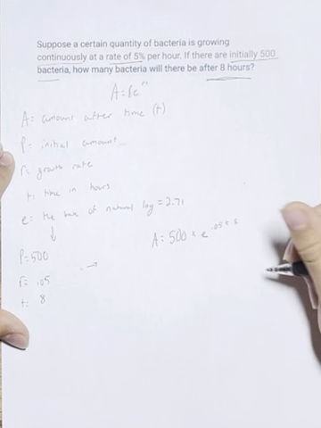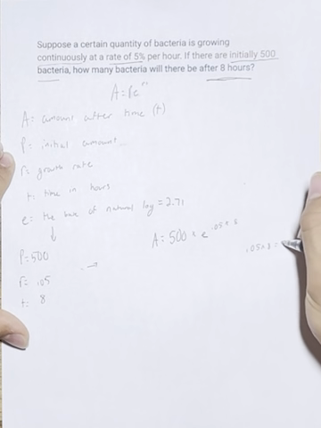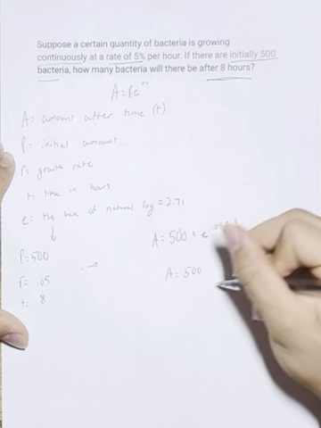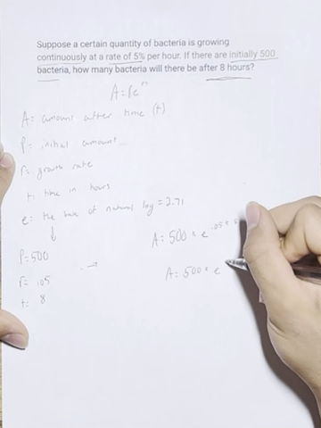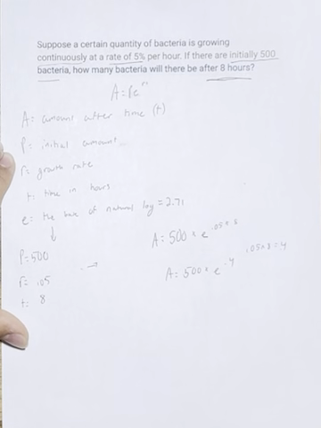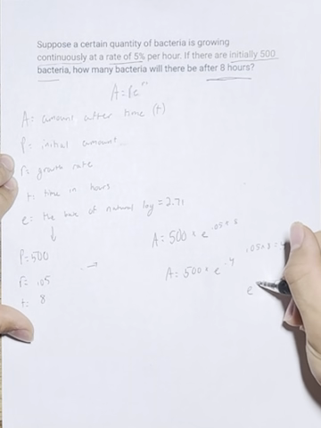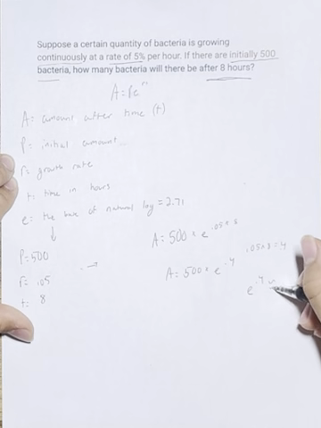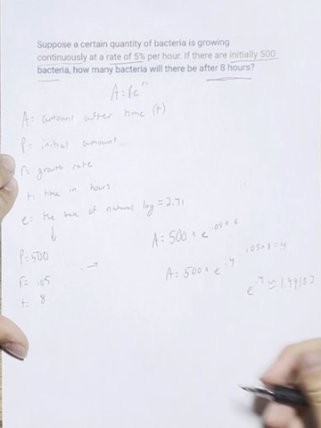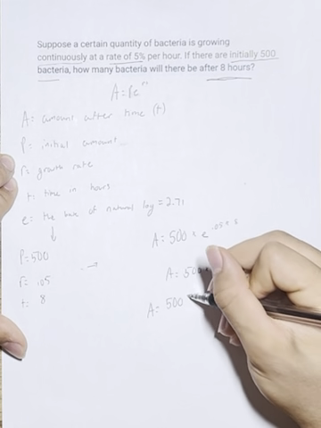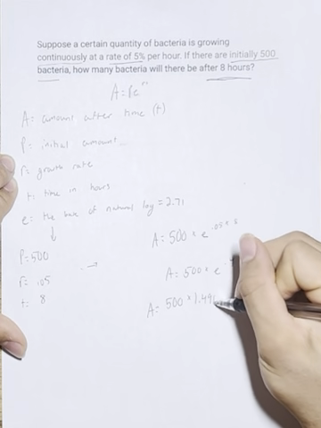0.05 times 8 equals 0.4. So it would be A equals 500 times e to the 0.4. Now, e to the 0.4 is approximately 1.49182. So when we put that in, we would get A equals 500 times 1.49182.